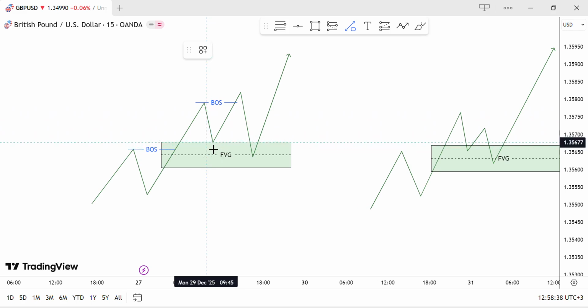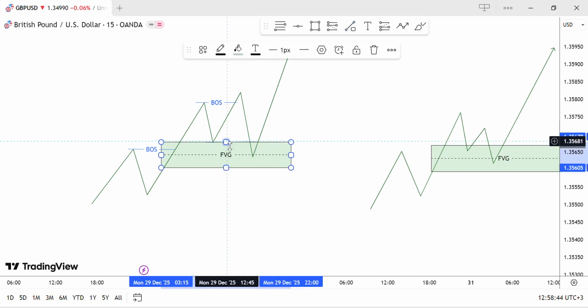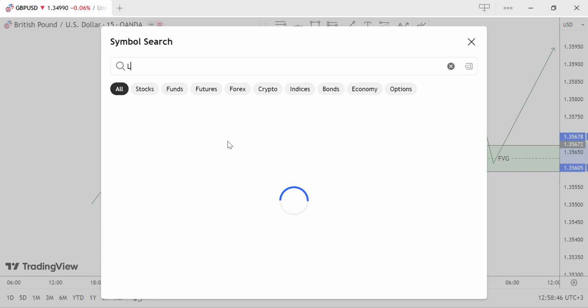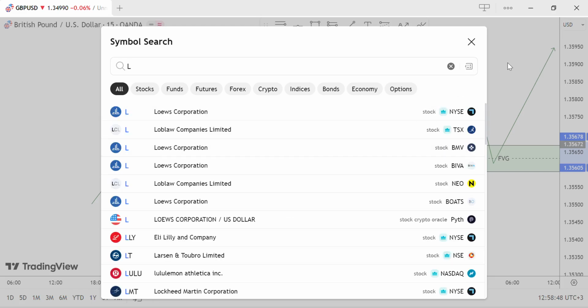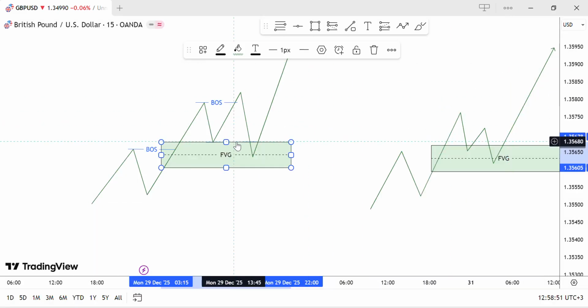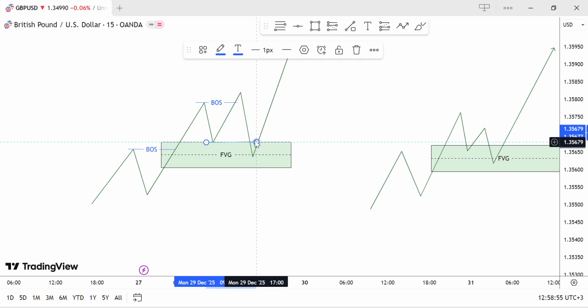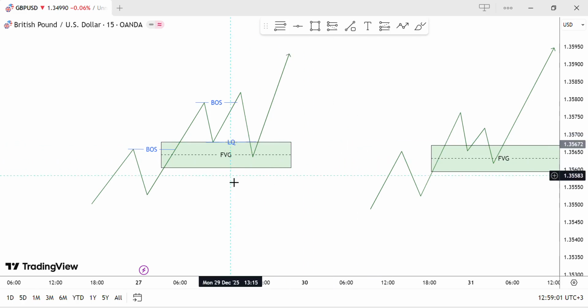It is creating what we call liquidity. So here we have liquidity. That is liquidity. So down here, up here, in this area here, the liquidity is lying here.